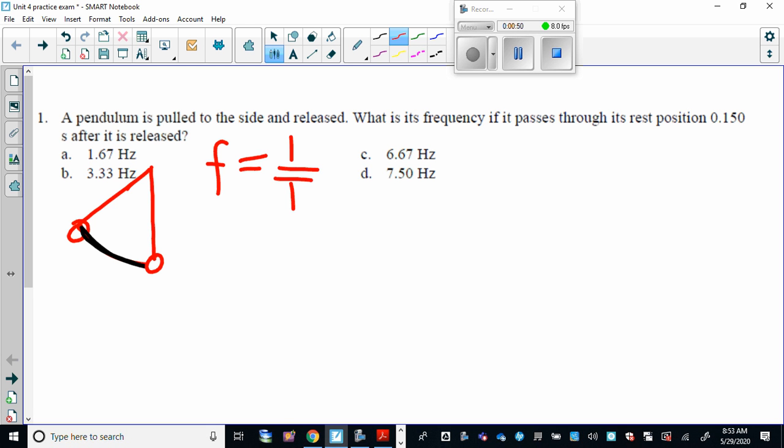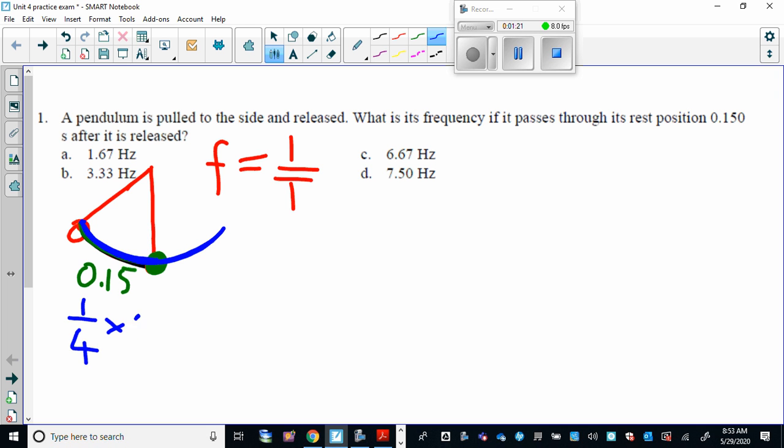It takes 0.15 seconds to go from this point to its rest position. This is its rest position or its equilibrium position. So you have to ask yourself, if it takes 0.15 seconds to do that much of a swing, how long does it take to do a full swing back and forth? And you can clearly see that 0.15 seconds represents a quarter of the period, a quarter of the swing.